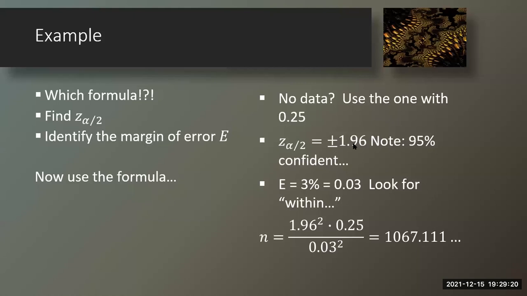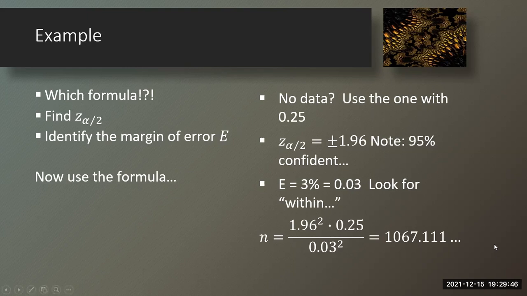Let me come back over to my other screen and I'll remind you that the z alpha over 2 is 1.96, and my margin of error is 3% or 0.03. I don't even worry about the negative one. I'm going to just take the positive one and square that. And there's a 0.25. And my value is 1,067.111 and change.